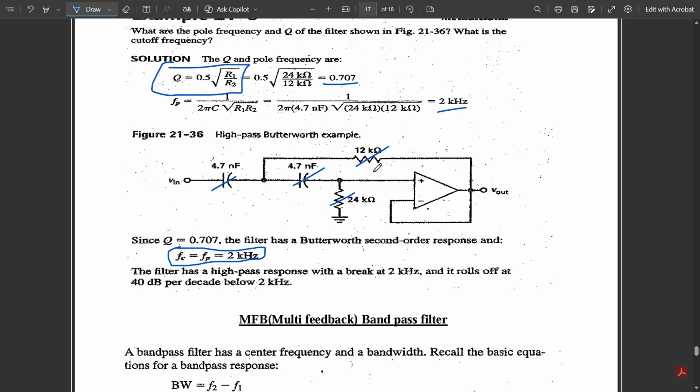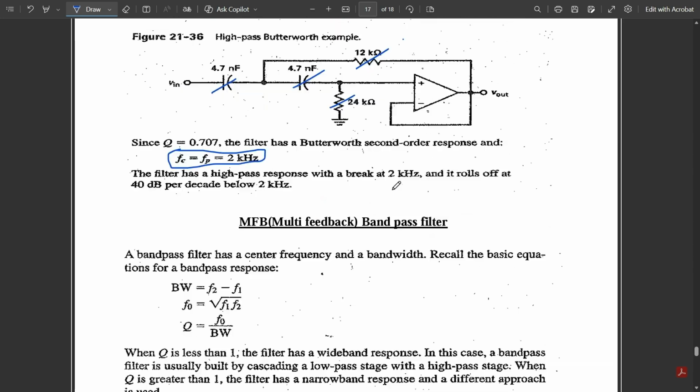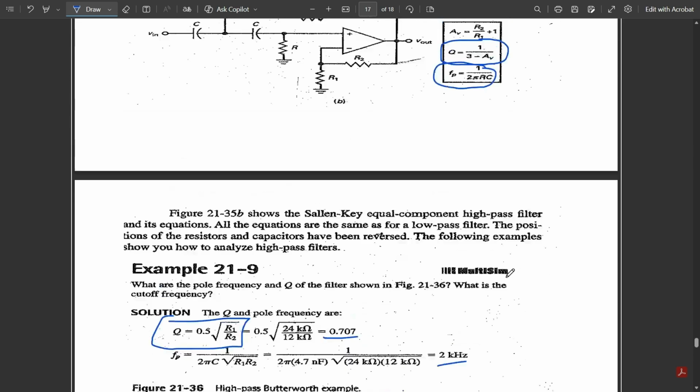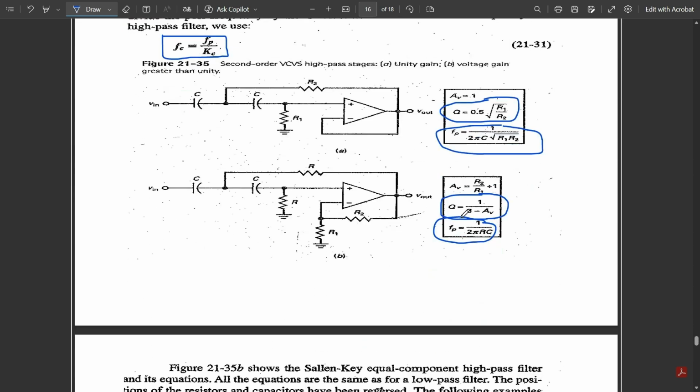Okay. So with respect to this, you could simply calculate the pole frequencies and Q values for a high pass filter. Okay. In case they ask one example related to equal component filter, they would be giving you the same values for capacitor, same value for resistor, but they would be giving you some resistors at this non-inverting terminal, R1 and R2. Based on that, you should remember these formulas here and calculate Q and FP. Okay. For that, first you need to check the circuit.